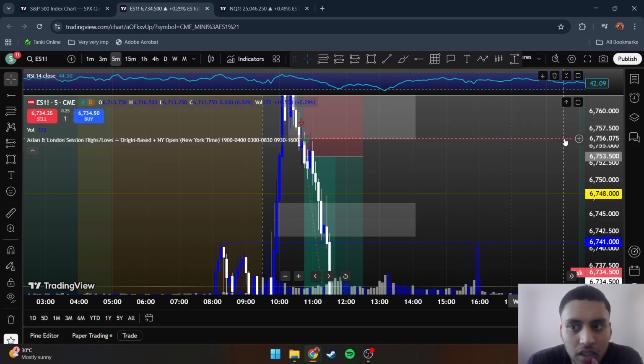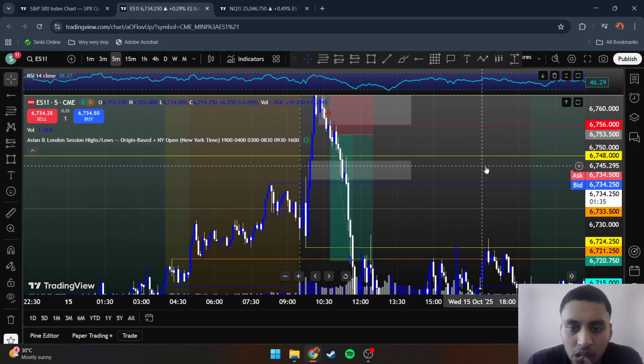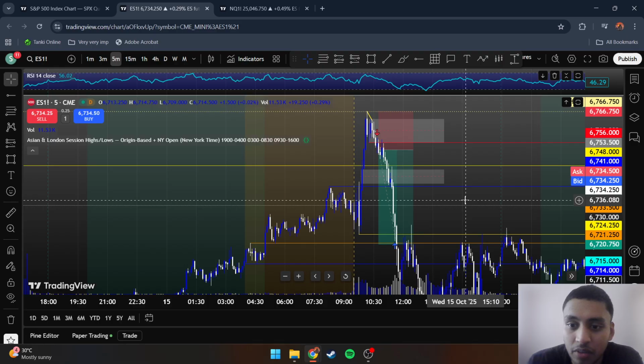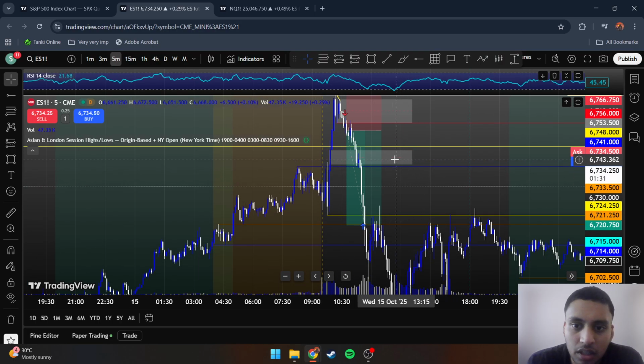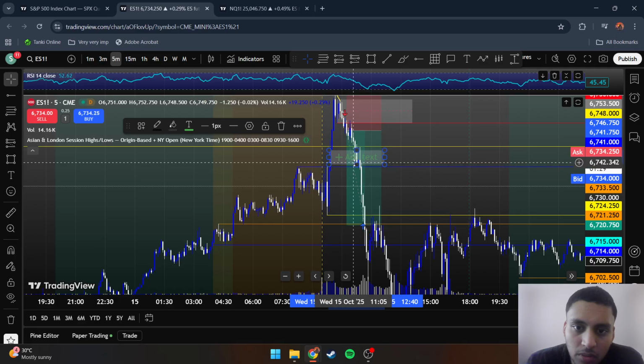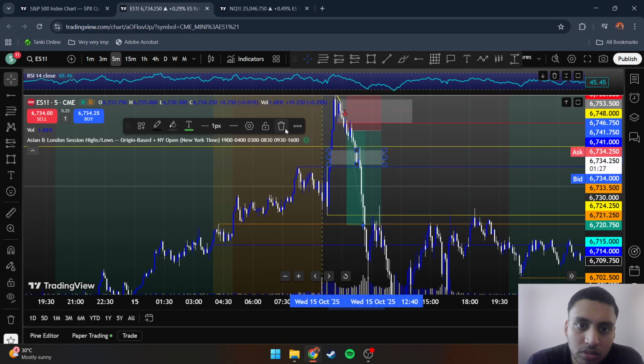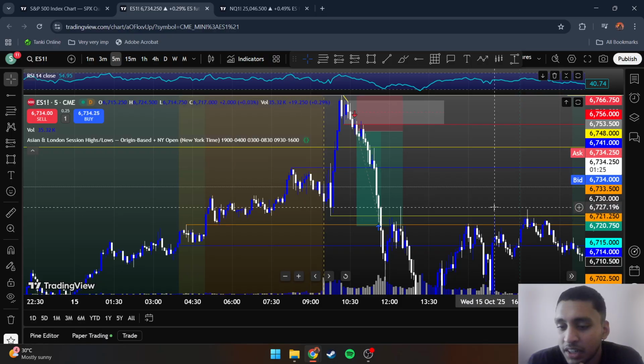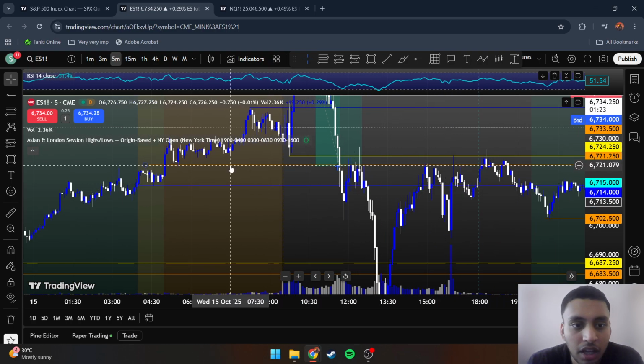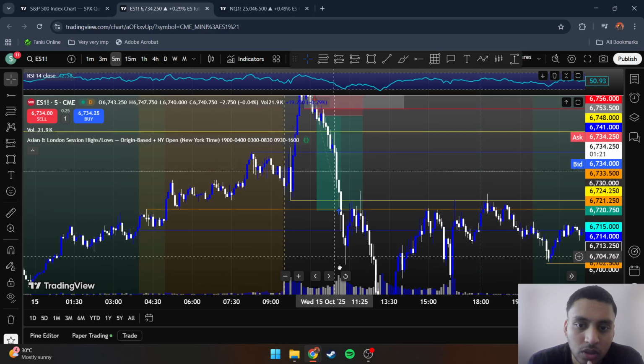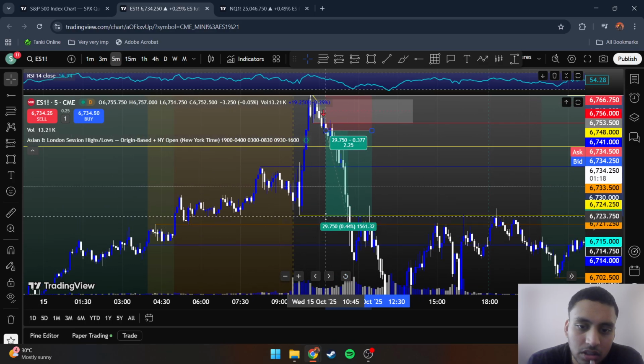So yeah, that was my thinking when taking this trade. This fair value gap got obliterated, and then we had this, this was a high, this was the low.